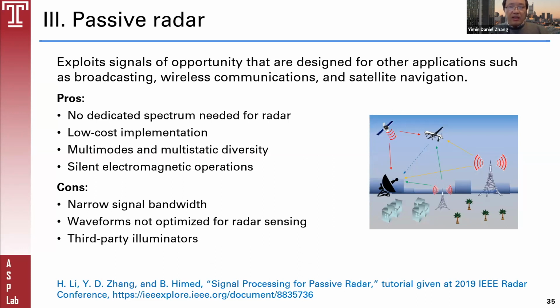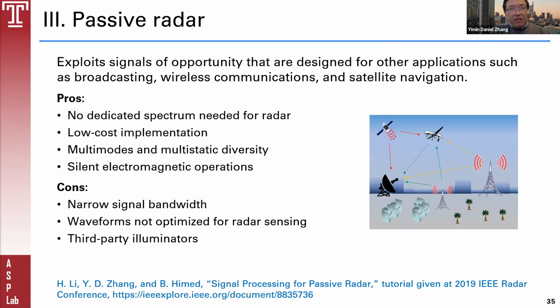And you can achieve so-called multi-mode and multi-static diversity, because you can collect transmit information maybe from broadcast or from satellite navigation, so you can gather different kinds of signals. And also you can achieve multi-static diversity, meaning you can have multiple bistatic pairs. You can have silent electromagnetic operation. That's particularly attractive for military applications because you can fly the radar really close to the battlefield.